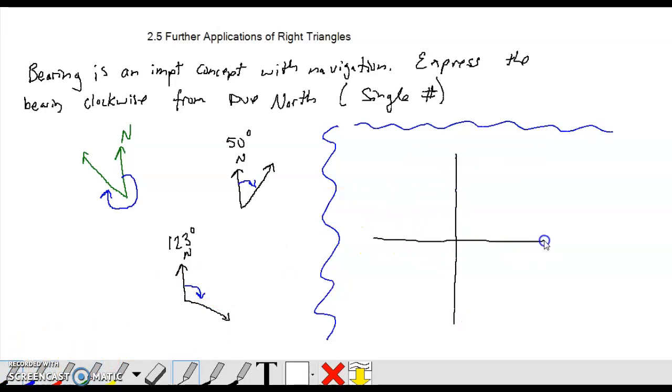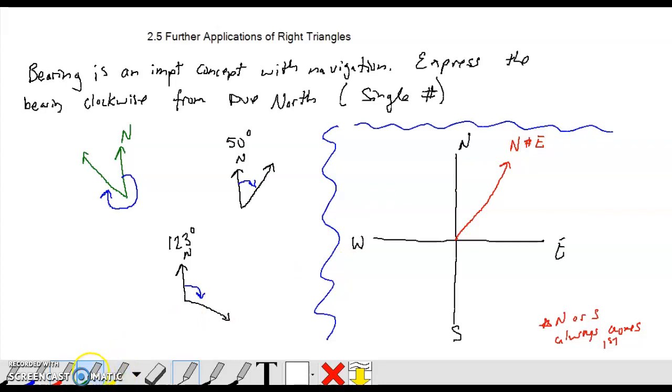here is my x-axis and y-axis, but I'm going to call this my north, south, east, and west. If I have something in here, notice that I'm between my north and my east. So I'm between 0 and 90. The north or south always comes first. So N or S always comes first. So if I wanted to deal with this, this would be north by some number, and then east.